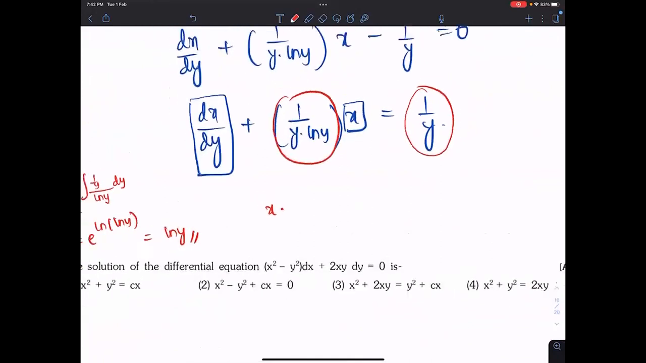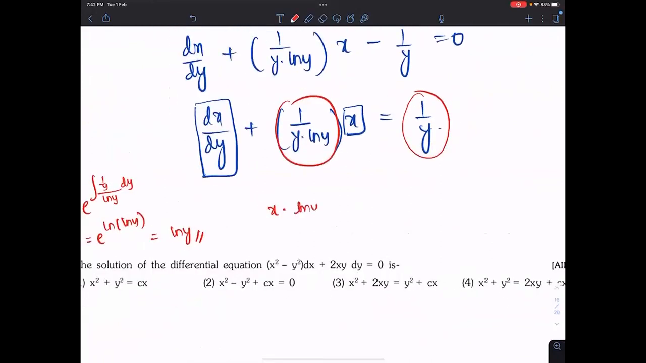What is g of y? ln y. It is equal to, on the right hand side, you multiply by that integrating factor. What is the integrating factor? ln y dy, integrate. That's all. This will be the answer.